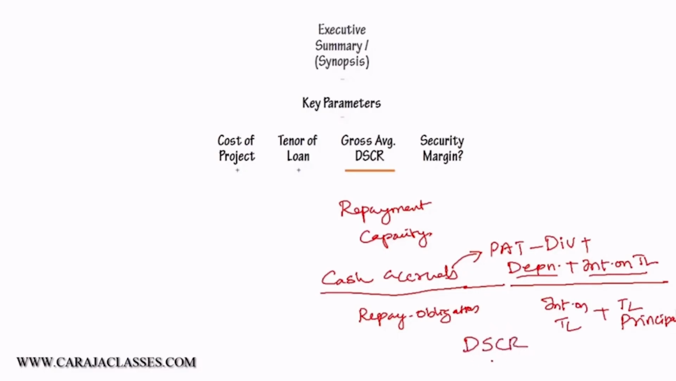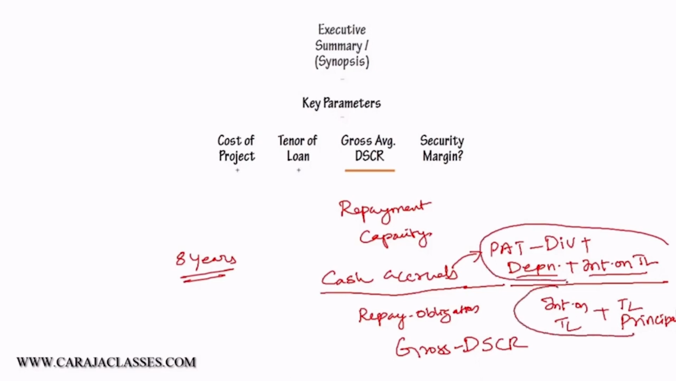This is the DSCR for each and every year, so we call this the gross DSCR. It will be calculated for each and every year, and let's say the loan tenor is 8 years. Then you will take the numerator for all the 8 years, and you will also take the denominator for all the 8 years. So the total of the 8 years numerator and the total of the 8 years denominator, you will arrive at a DSCR, and that DSCR is what we are going to call the gross average DSCR.